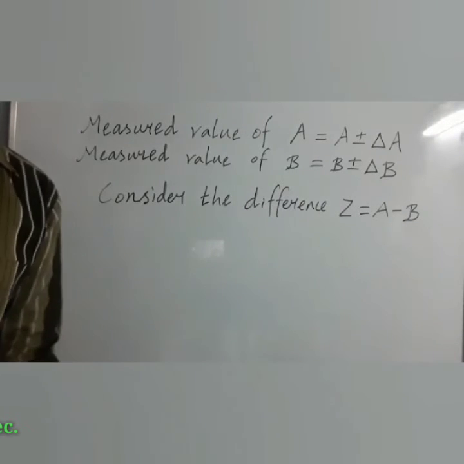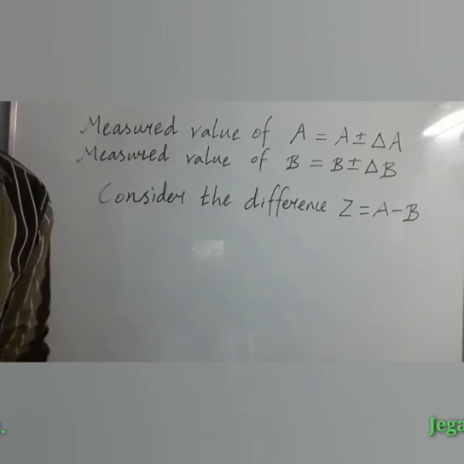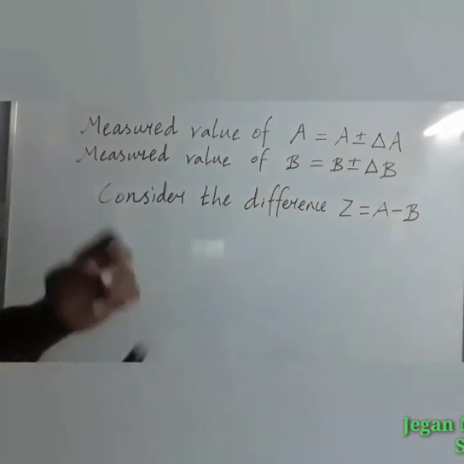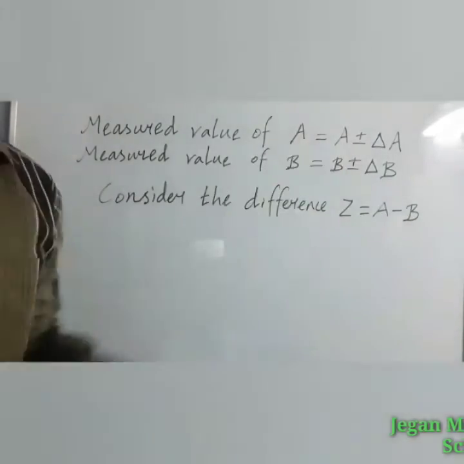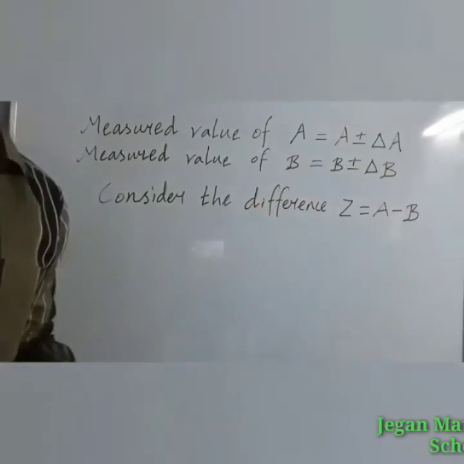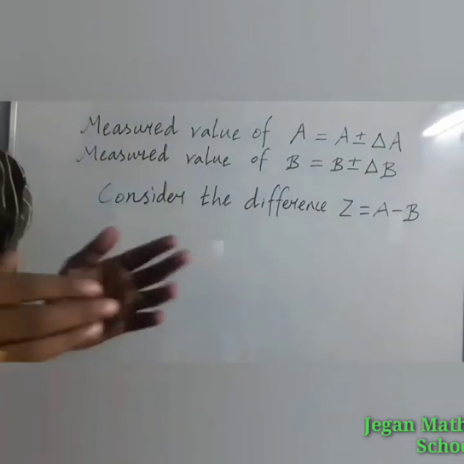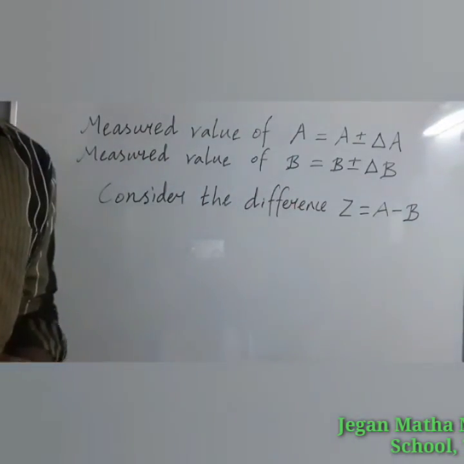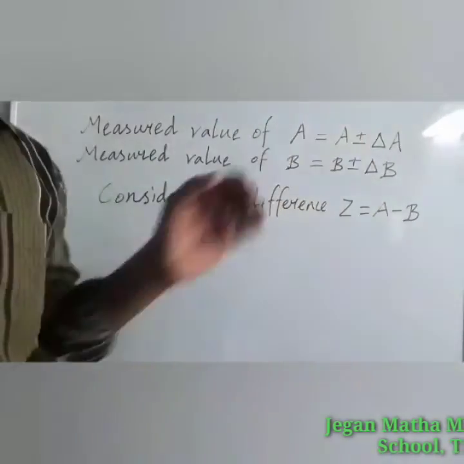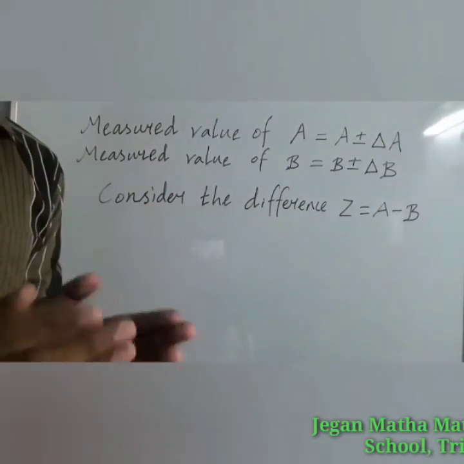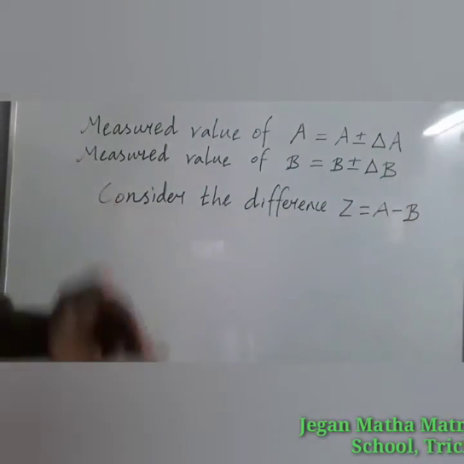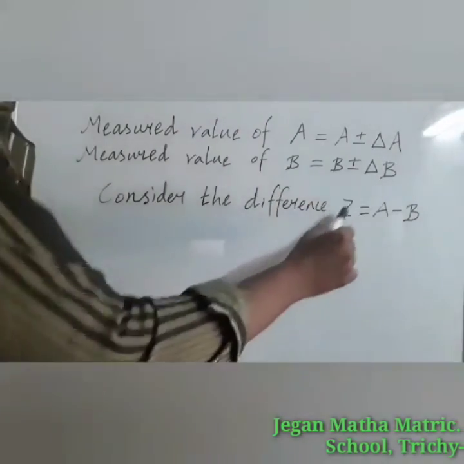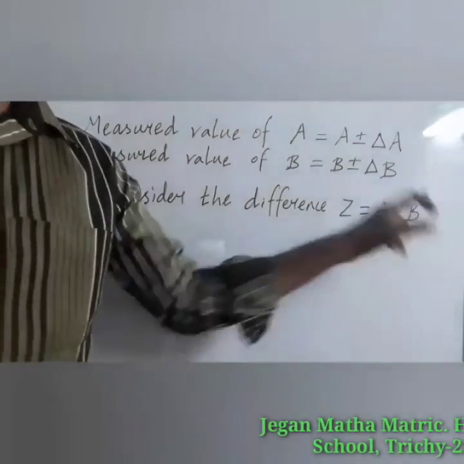Let us discuss the error in the difference of two quantities. Like the previous case, the measured value of the first quantity is A plus or minus del A. Del A is nothing but the absolute error in the quantity A. Likewise, the measured value of B is B plus or minus del B. That shows both the quantities have certain absolute errors. In this case, we are going to take the difference of the two quantities A and B. The final result is equal to A minus B.